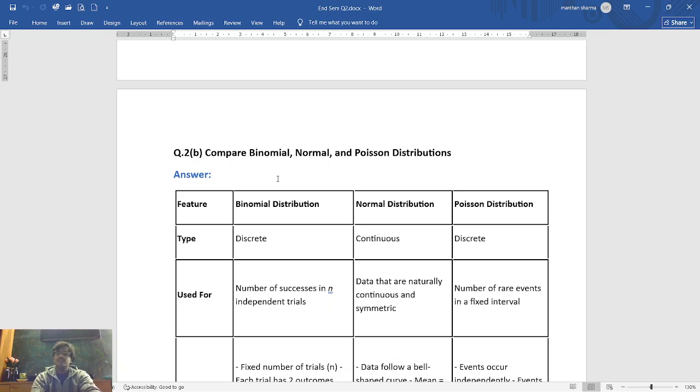It is used when there are a fixed number of trials, each with success or failure. For example, a coin toss, where a fair coin, not a biased coin, is tossed. Another example is quality checks or true false exams. So it is a discrete distribution.